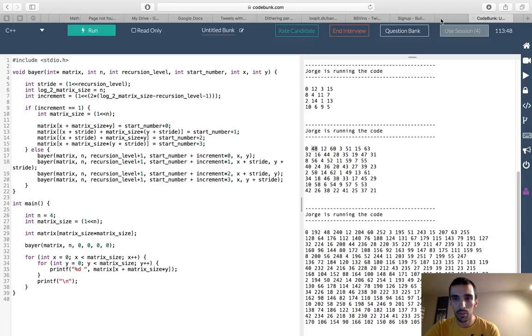Where's my code bunk? Here we go. Okay, let's check this one real quick. So here's 0, 1, 2, 3. So that pattern is good. 0, 4, 8, 12. That pattern is good. 0, 16, 32, 48. That pattern is good. 0, 64, 128, 192. Okay, cool. So I think we made a working algorithm.